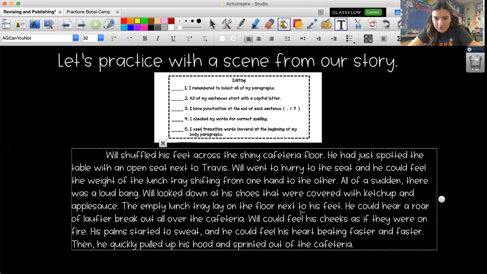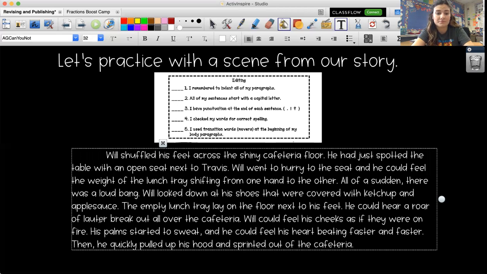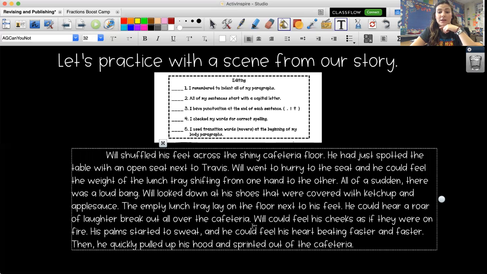The empty lunch tray lay on the floor next to his feet. He could hear a roar of laughter. There's another misspelled word, laughter, break out all over the cafeteria. Will could feel his cheeks as if they were on fire. His palms started to sweat and he could feel his heart beating faster and faster. Then he quickly pulled up his hood and sprinted out of the cafeteria.